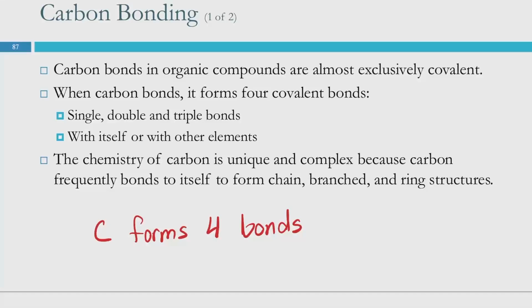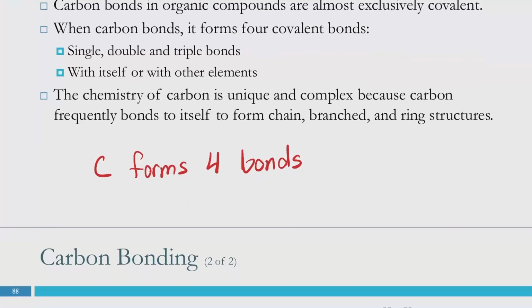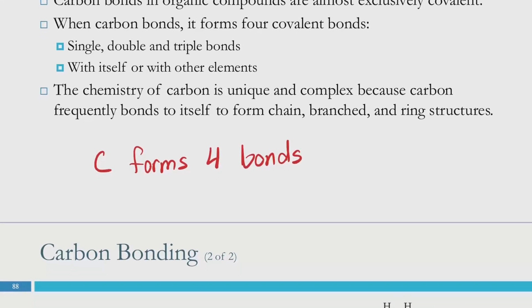And this is total bonds. So a single bond counts as 1, a double bond counts as 2, a triple bond counts as 3. It can bond with other carbons, or it can bond with hydrogens and other things. And because carbon loves to bond to other carbon atoms, it can form chains, it can branch out, it can form ring structures, it can form double ring structures.